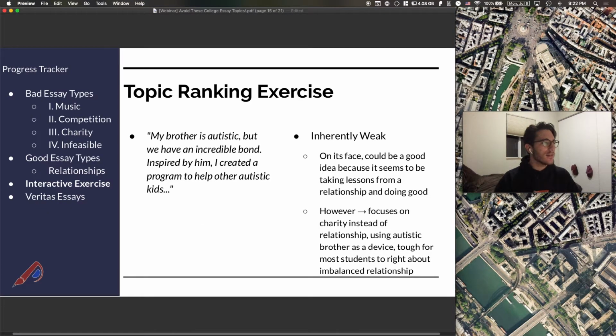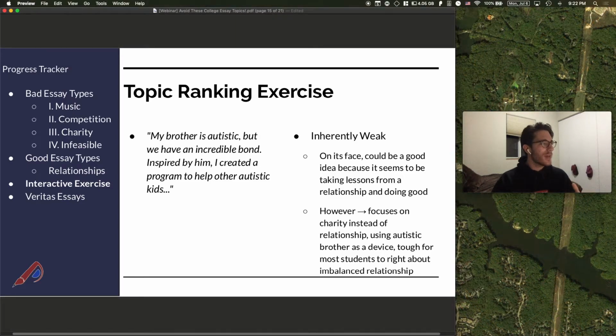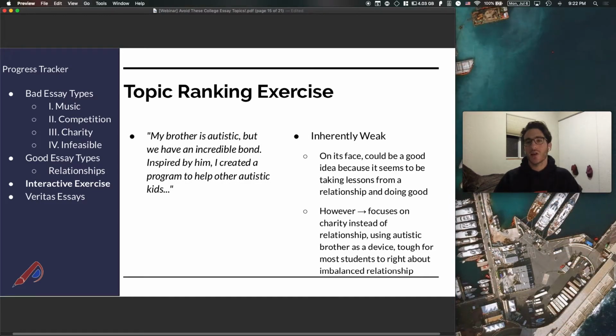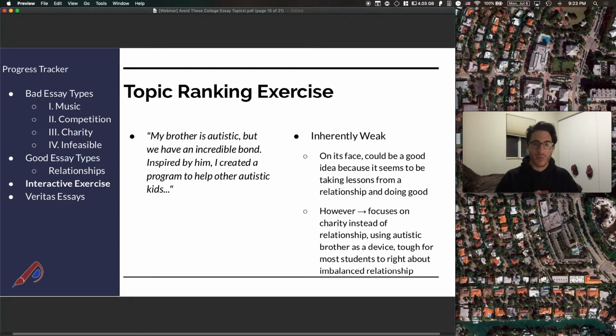The next topic is, my brother is autistic, but we have an incredible bond. Inspired by him, I created a program to help other autistic kids. Now, on the surface, this might seem strong, but we actually ranked it as weak. Because on its face, it seems like it could be talking about lessons gathered from their relationship with their brother.